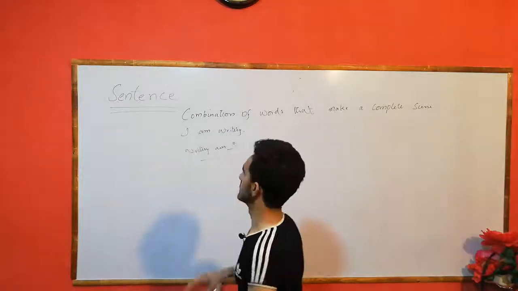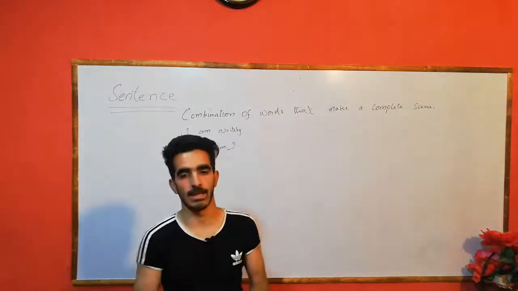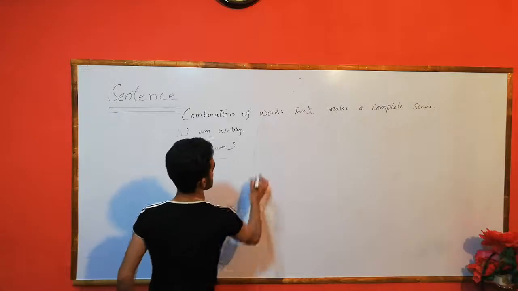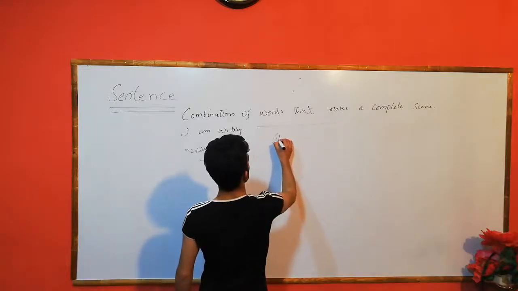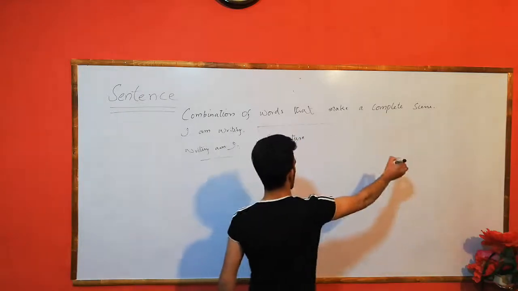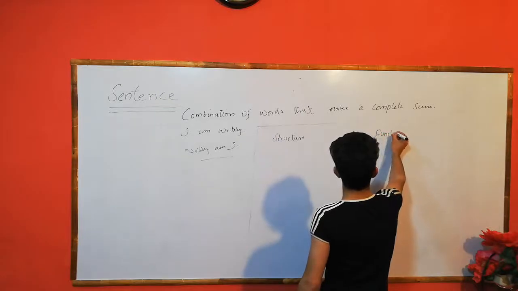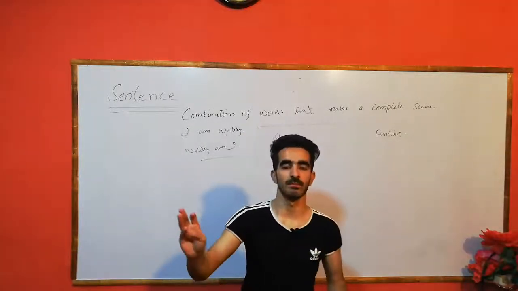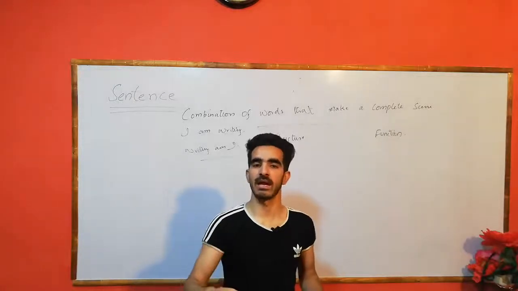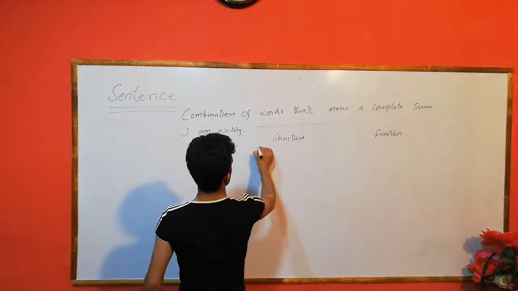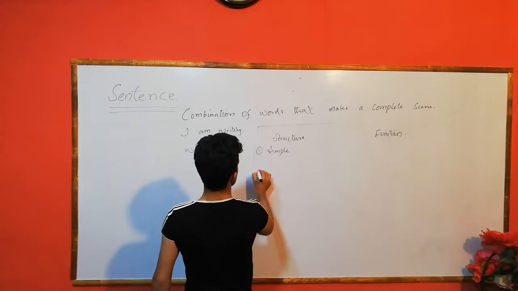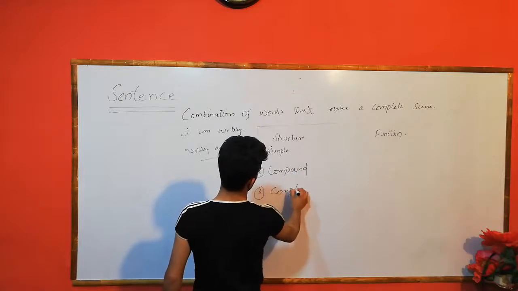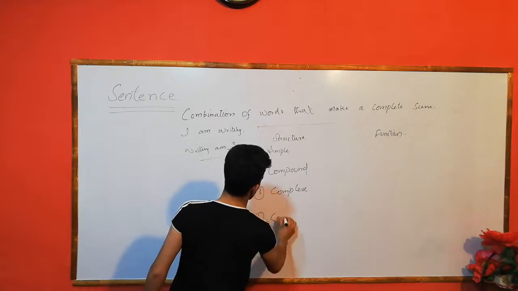Now we are moving forward to its types. The types are classified on the basis of structure and on the basis of function. Structurally, a sentence is divided into four kinds: simple sentence, compound sentence, complex sentence, and compound complex sentence. The first is simple, the second is compound, the third is complex, and the fourth is compound complex.